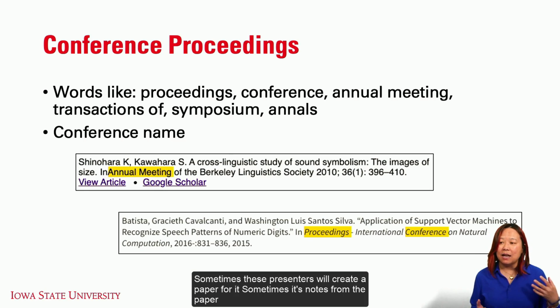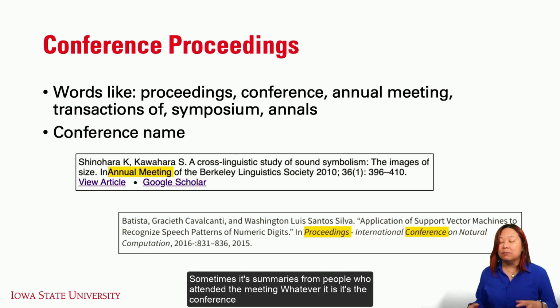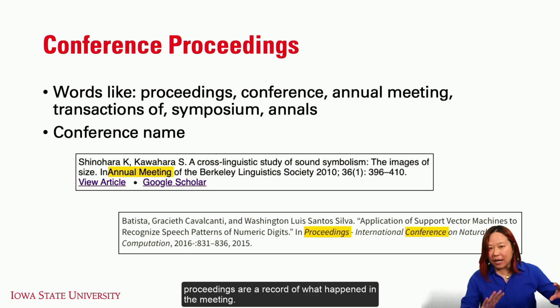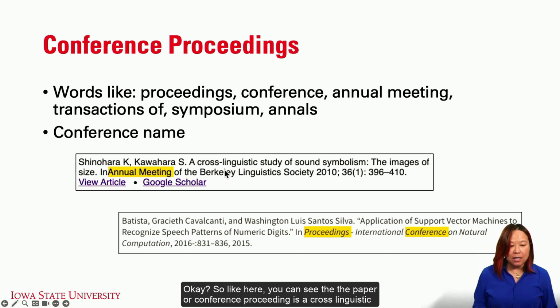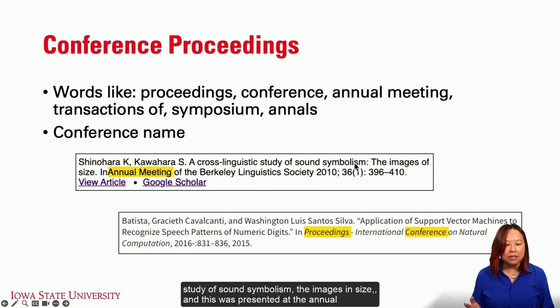Sometimes these presenters will create a paper for it. Sometimes it's notes from the paper. Sometimes it's summaries from people who attended the meeting. Whatever it is, the conference proceedings are a record of what happened in the meeting, okay? So like here, you can see the paper or conference proceeding is a cross-linguistic study of sound symbolism, the images and size.